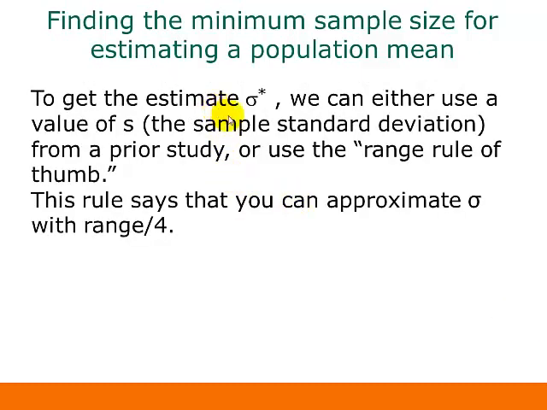Okay, so to get our estimate of our standard deviation, we can either use a value of S, which is the sample standard deviation from a prior study, or we can use what's called the range rule of thumb. This rule says that you can approximate the standard deviation by taking the range and dividing by 4. And there are a lot of situations where you can have a pretty good idea what the range of the data would be. And if you divide that by 4, that at least gives you some kind of estimate for the standard deviation.